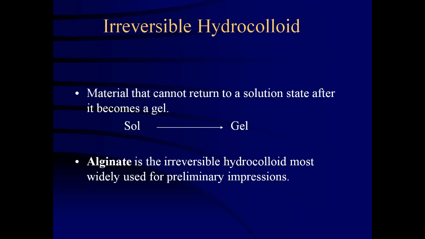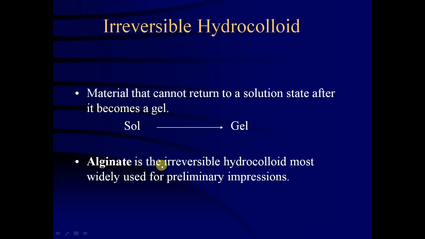Starting with the irreversible hydrocolloid. The example is alginate. A material that cannot return to a solution state after it becomes a gel is known as an irreversible hydrocolloid. For example, a material which cannot convert from gel to solution is known as irreversible. Irreversible means which cannot be reversed.